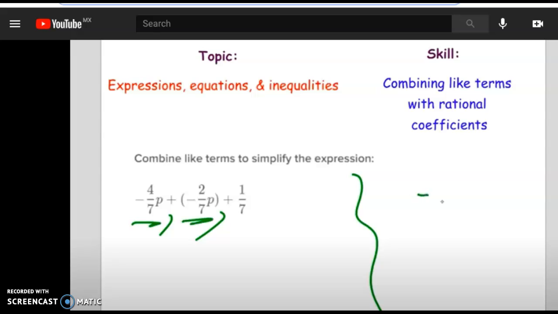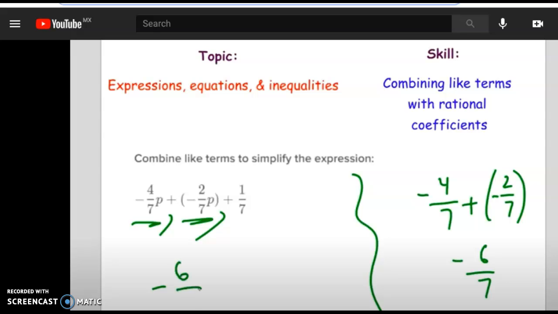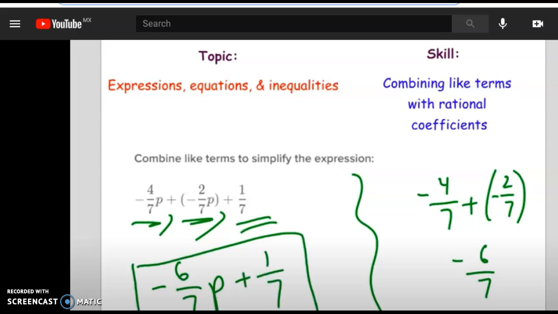All right, let's do that over here. Negative 4/7 plus negative 2/7. Well, I have a negative and I have another negative, so we'd really just be adding these together to make negative 6/7. So this comes out to be negative 6/7 p. Well, what's left over? This positive 1/7, so plus 1/7, and that's our simplified expression, folks. See, told you it's not so scary. Let's do the next one.